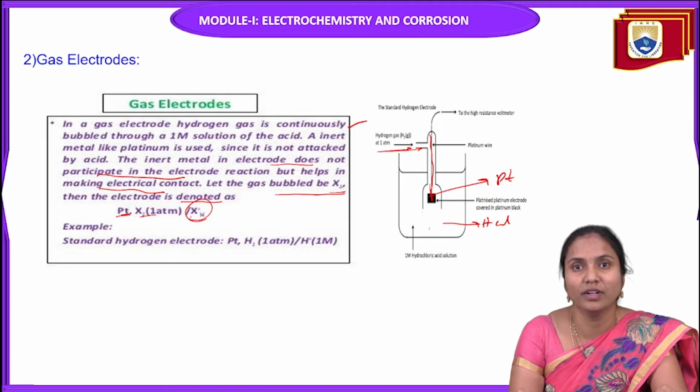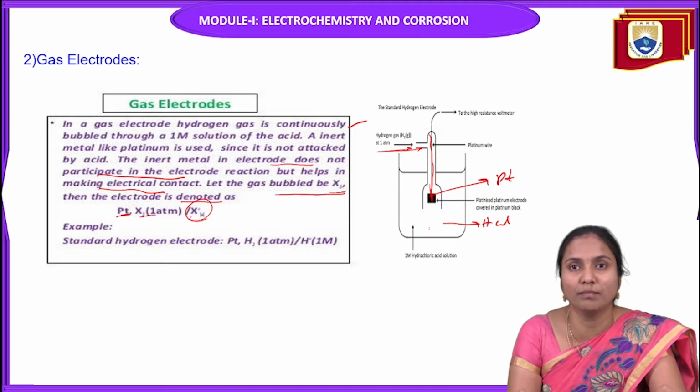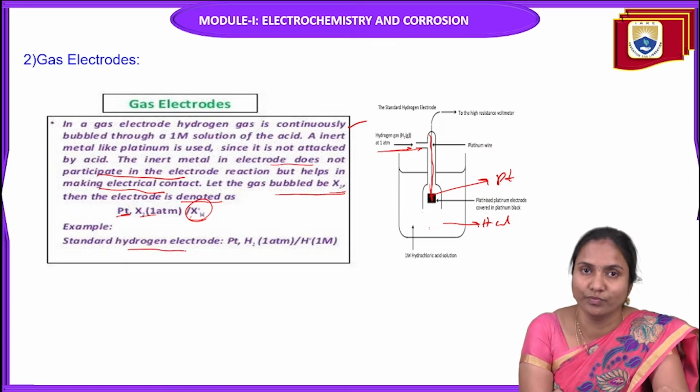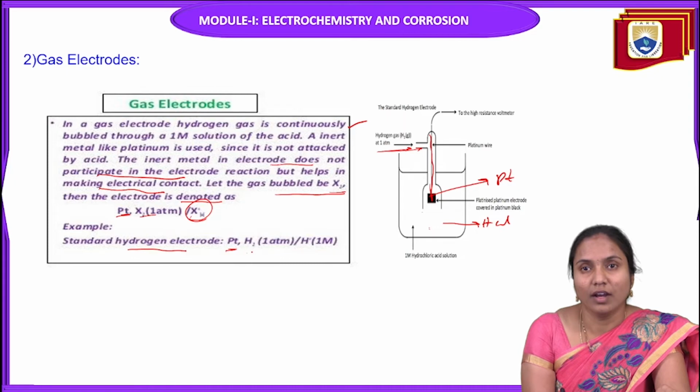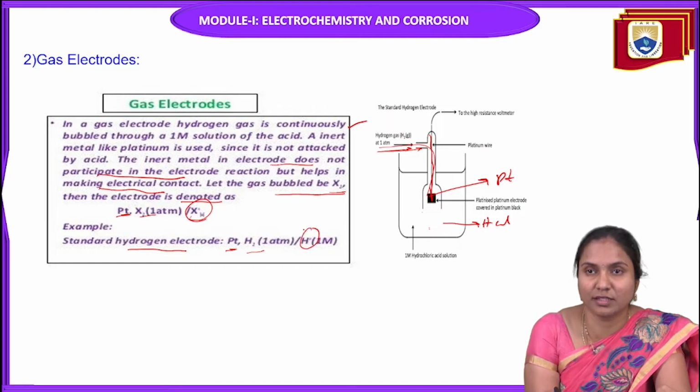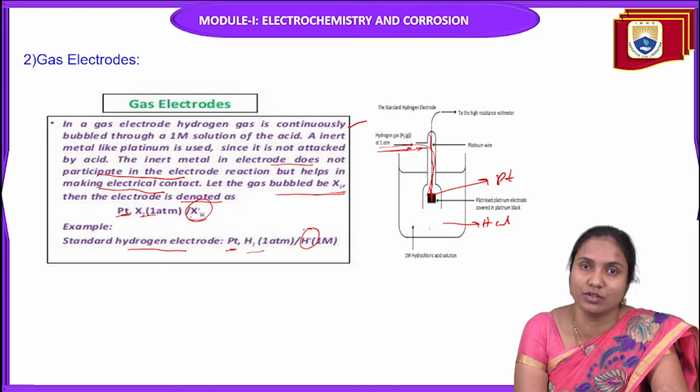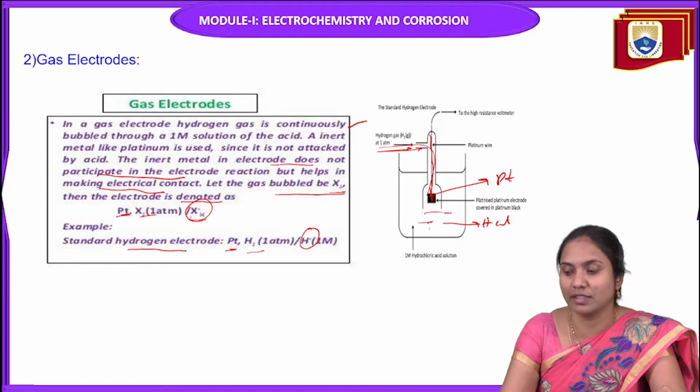This is the construction of a gas electrode. The best example is the standard hydrogen electrode. So it is represented as platinum. Already we know that in this gas electrode, platinum acts as an inert electrode, and 1 atmosphere pressure of hydrogen gas is continuously bubbled through this glass tube into this HCl solution. And these are the H plus ions present in this HCl solution, 1 molar. 1 molarity of HCl solution is taken in this beaker. This is the construction of a gas electrode.